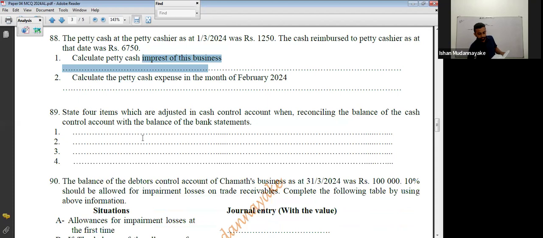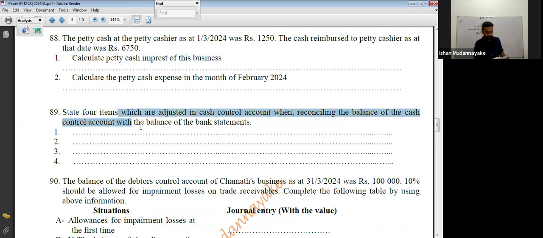Okay, right. Look at question 89. State 4 items which are adjusted in the cash control account when reconciling the balance of the cash control account with the balance of the bank statement. Okay, the transactions that we record in the adjusted cash control account: standing order payments, bank charges, deposited and discharged cheques, issued and discharged cheques, direct remittances. Another one, errors done by the business.